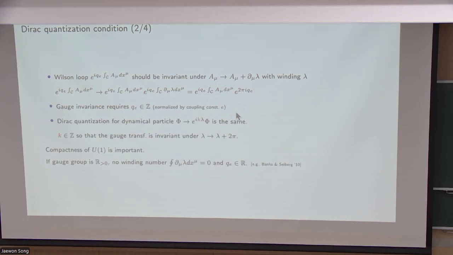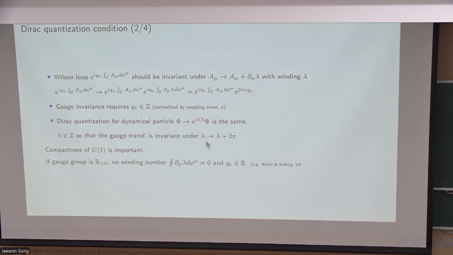So the gauge invariance requires that this electric charge Q_E should be an integer, normalized by the electric coupling constant. So this is the quantization of the Wilson loop charge. The quantization for the dynamical particles such as the Higgs field is the same. So the charge of the Higgs field should be an integer so that the gauge transformation is invariant under the periodic shift of the gauge parameter.